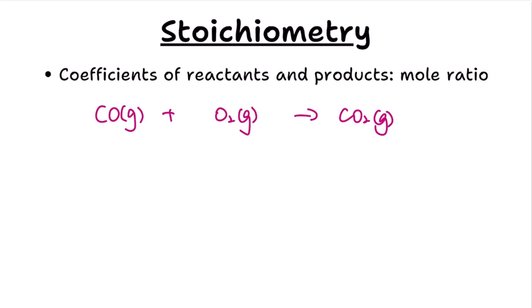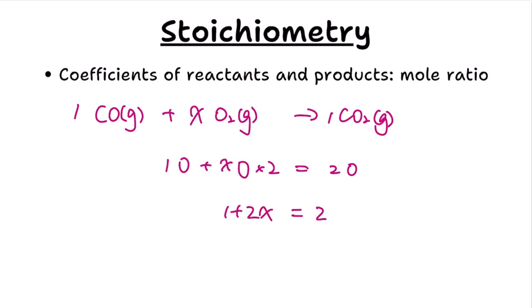For the carbon, assuming that it's 1 carbon monoxide, then on the right-hand side, it should be 1 carbon dioxide as well. Okay, now the number of the carbon has matched, but the number of the oxygen has not matched. So to match the number of the oxygen, if I put X, then it's 1 oxygen plus X oxygen times 2 is equal to 2 of the oxygen. So 1 plus 2x is equal to 2, which means x is equal to 1/2.